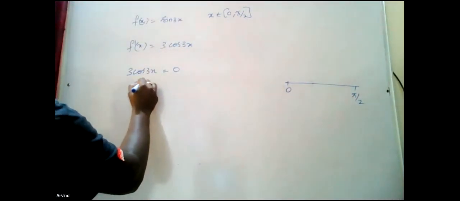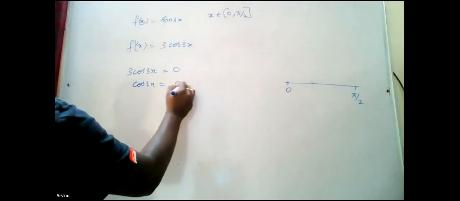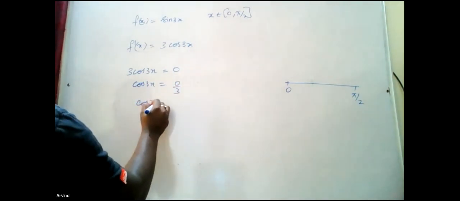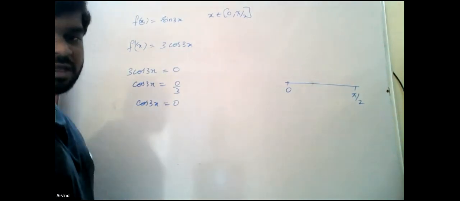Okay, I'll just do it and show you. Cos 3x is equal to 0 implies cos 3x is equal to 0 by 3, which is 0. Therefore cos 3x is equal to 0. So for which values does cos give 0?